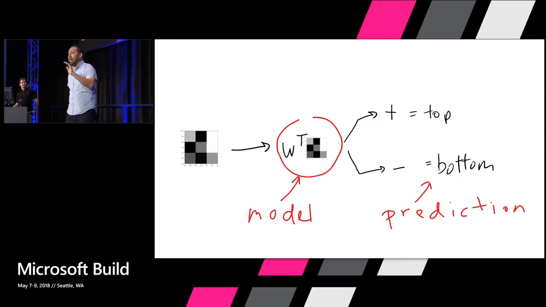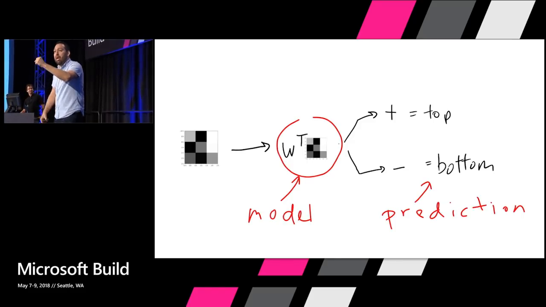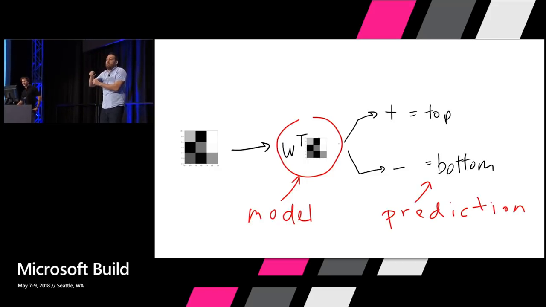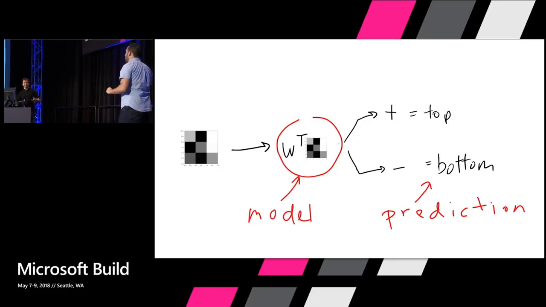It's really dumb. It's a tiny model that you store, and it's just a bunch of numbers, a W, that now you give it any 9-pixel thing, it'll predict top or bottom, right? Because at prediction time, you just say if it's less than 0, predict bottom. If it's greater than 0, predict top. This is a super boring example.